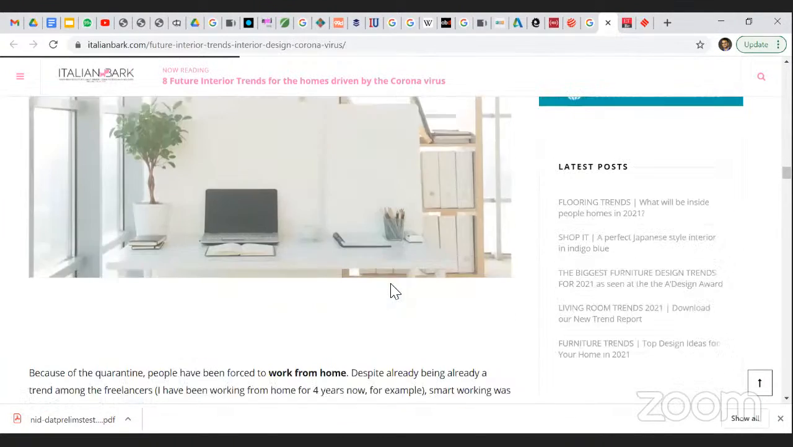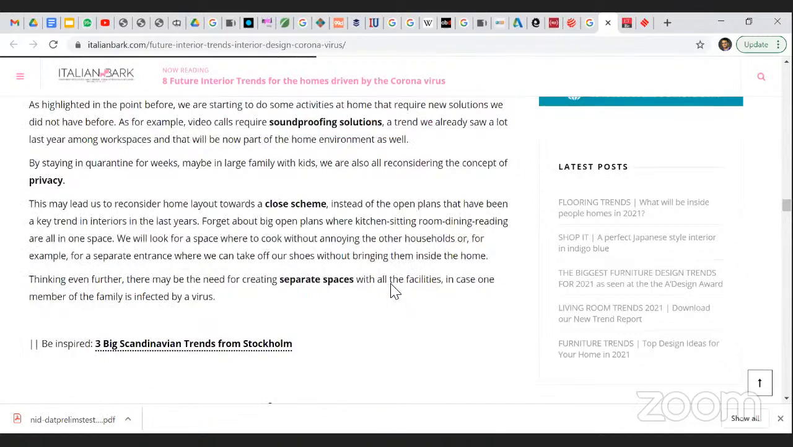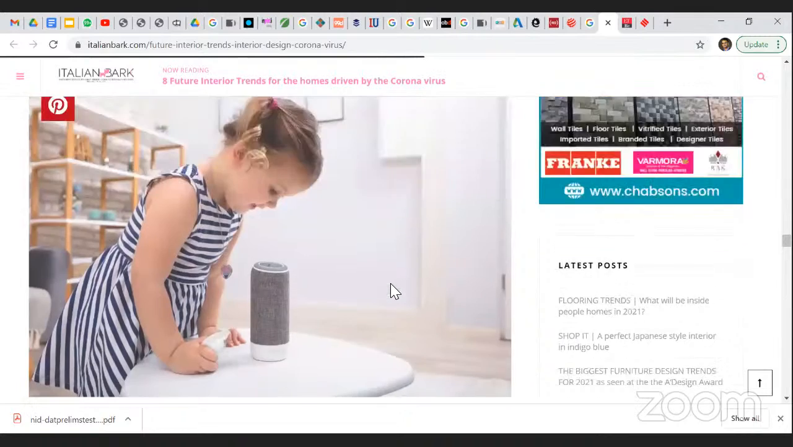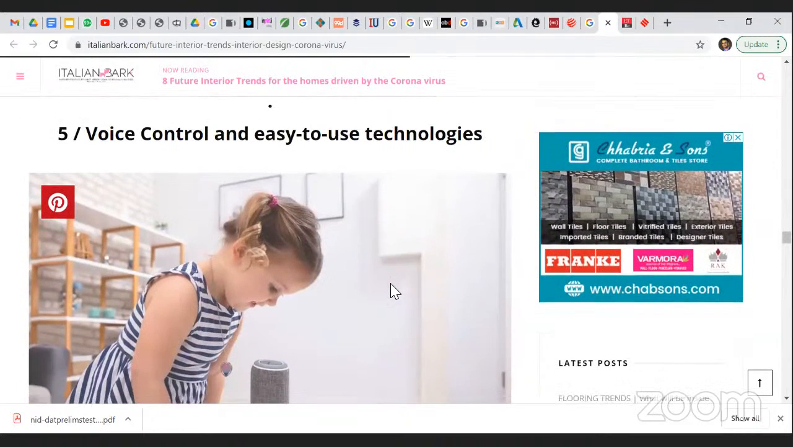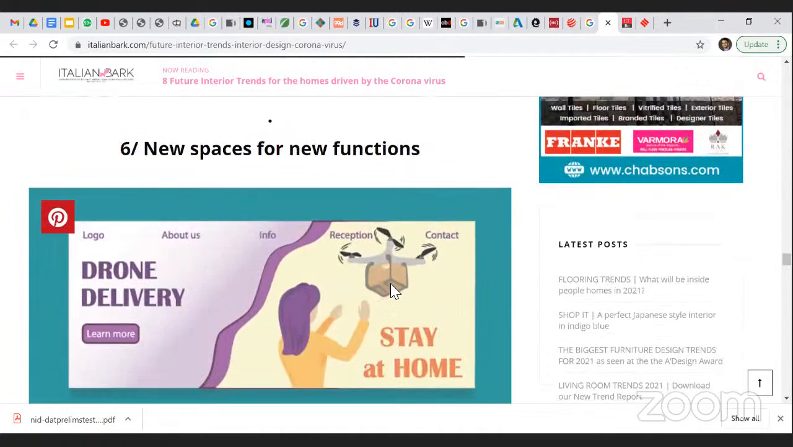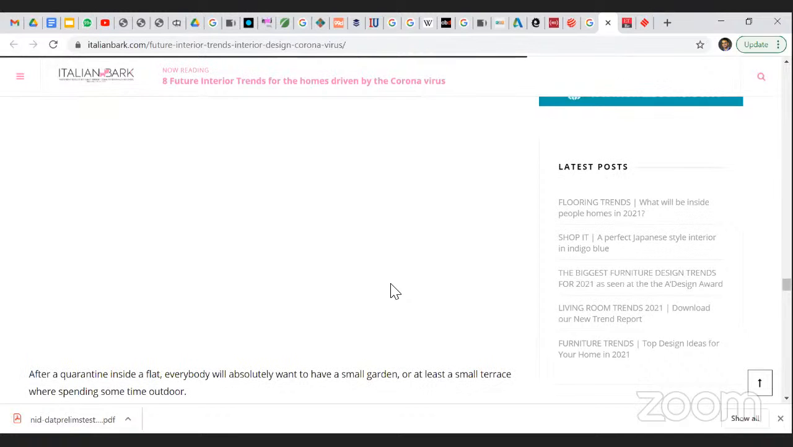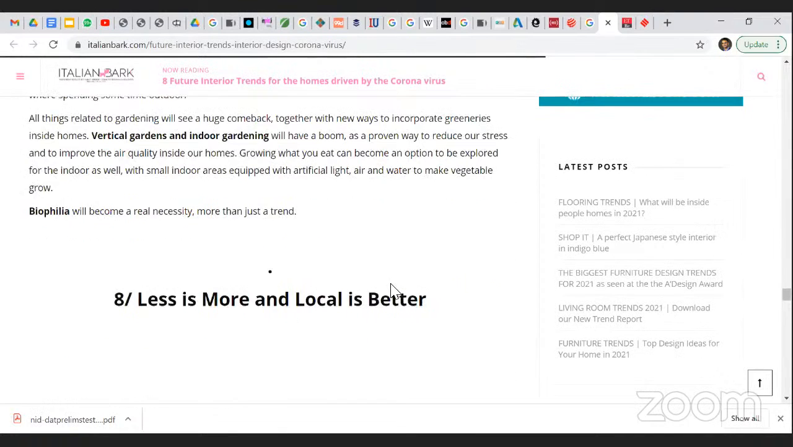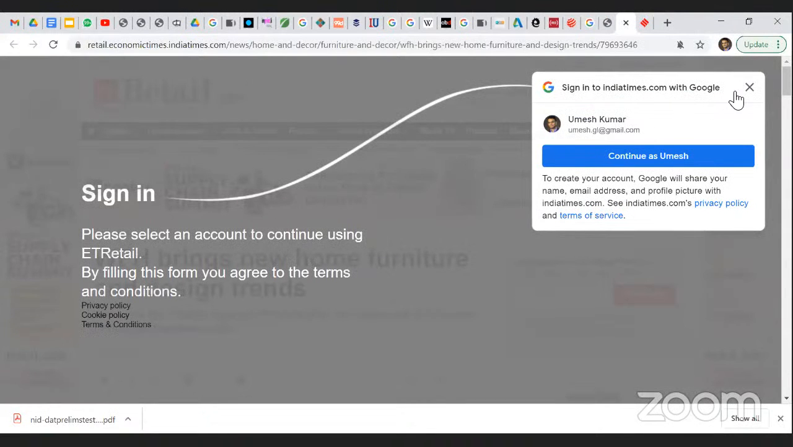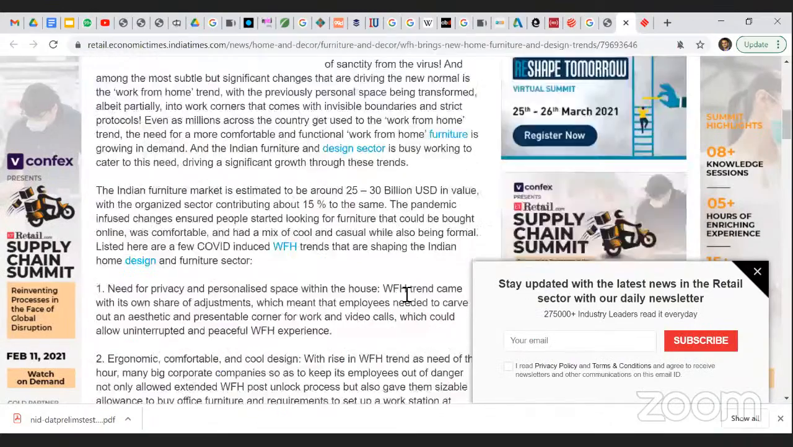Okay, so the new work from home, privacy and soundproofing, because working from home, healthier spaces, voice control and easy to use technology so that the touch can be eliminated. Okay. So you're getting it, right? So do a thorough search to find out what's happening in your specific design discipline.